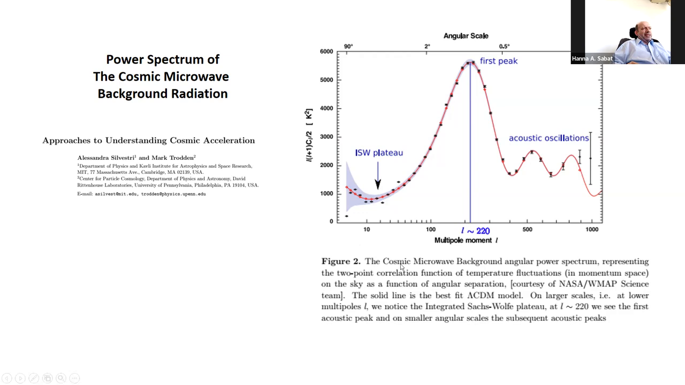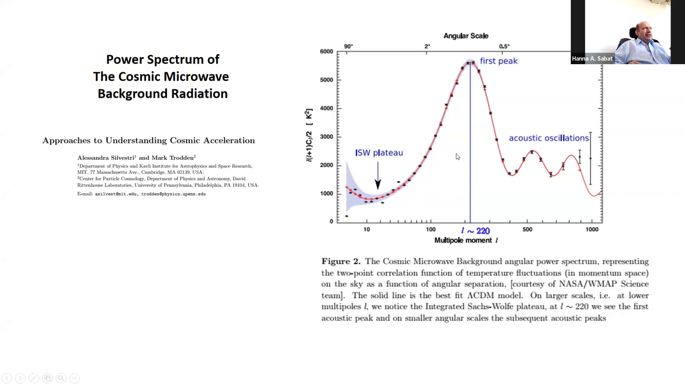Now there's more than one way to study this power spectrum. In fact, what they do is study the angular separation between two points, or the size of these cells we can see here, which is an angular distance. And then they estimate its intensity. And they came up with this graph, which we call the power spectrum of the cosmic microwave background radiation. Now, this angular power spectrum represents the two-point correlation function of temperature fluctuations in momentum space on the sky as a function of angular separation. Of course, this is thanks to data by NASA's WMAP science team.